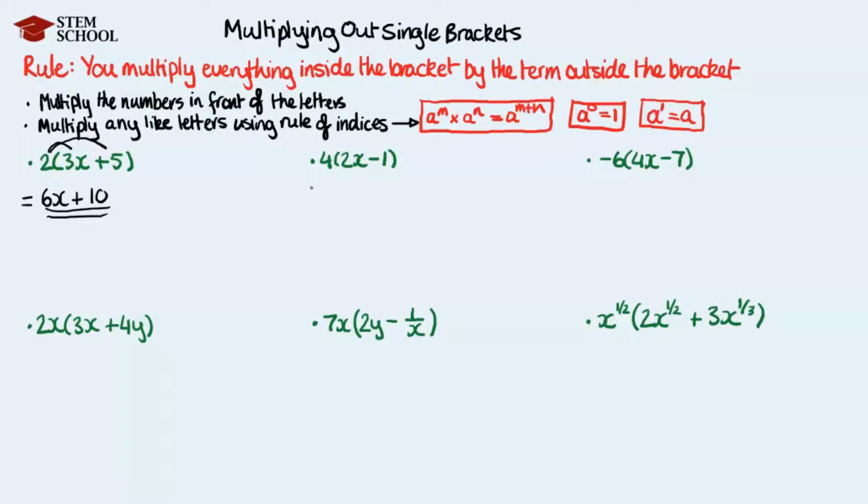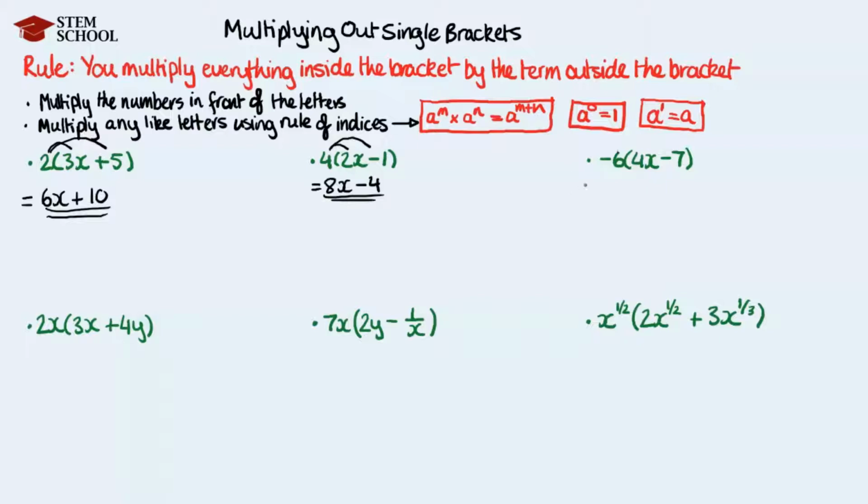Alright? Now this question, the second question, is quite similar to the first one, but here we've got a minus in the bracket, okay? But it's the exact same process. You do 4 multiplied by 2x. 4 times 2 is 8, and then we have 8x. So let's do 4 times minus 1. So 4 times minus 1 is minus 4.